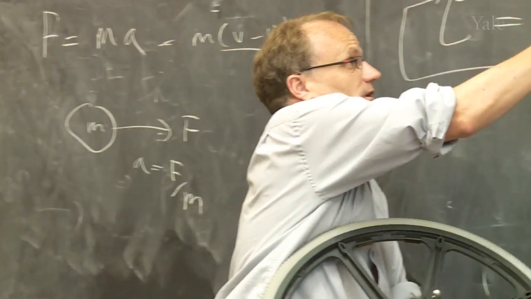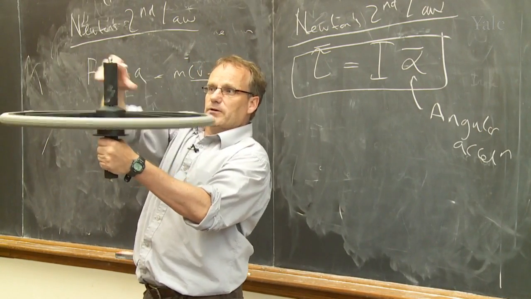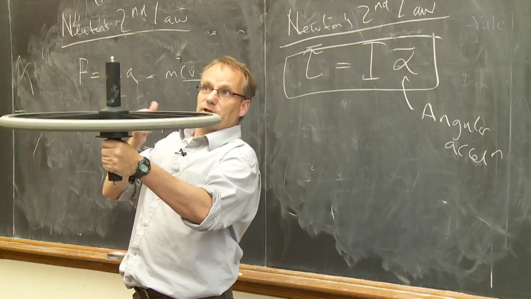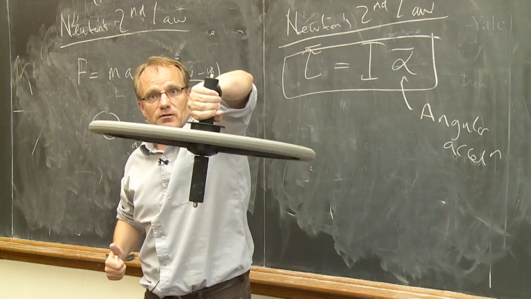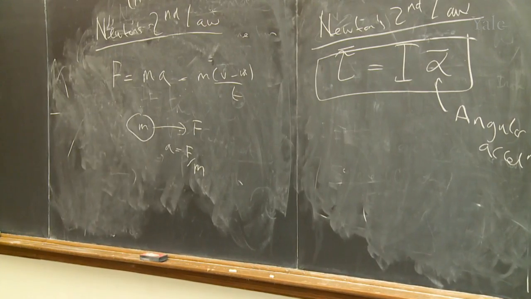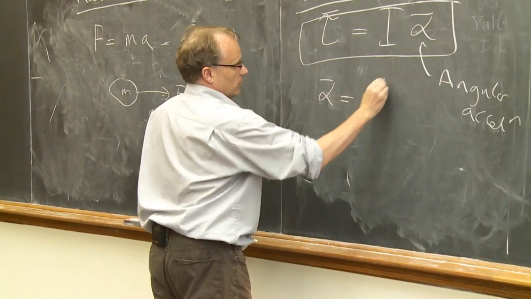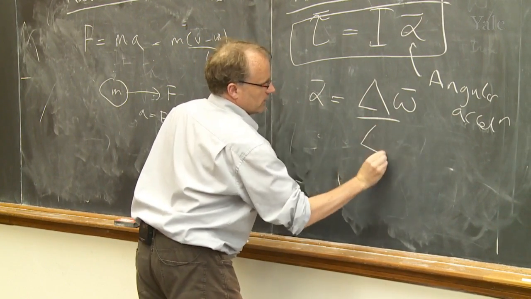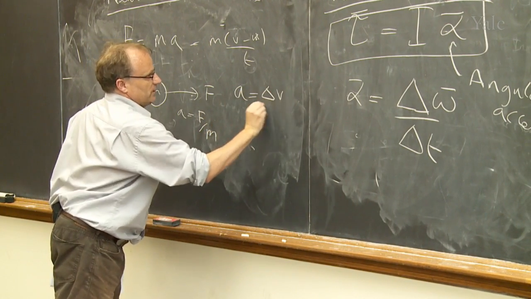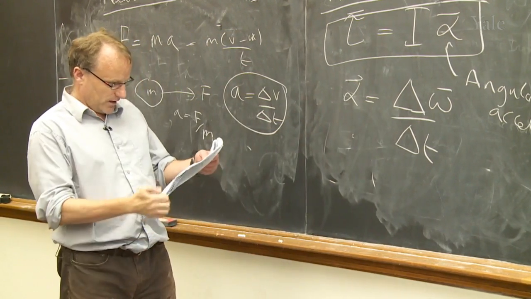And alpha also has a sign. If I take this, at the moment, let's get my thumb, make sure I have my right hand. So at the moment, alpha, because it's spinning up, is pointing upwards. If I turn it like this, then alpha's changed direction. So the angular acceleration alpha is equal to delta omega over delta t. Similarly with Newton's law, we know that a is delta v over delta t. So in the angular case, this is alpha, the angular acceleration.